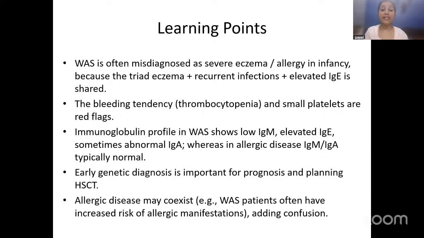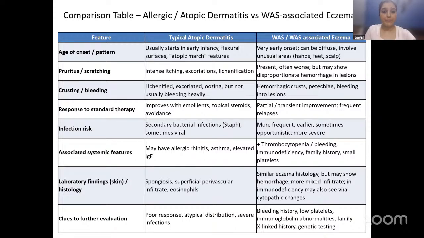Immunoglobulin profile: if you send an isolated IgE, you may get it elevated and falsely call it allergy. If you do a complete profile, you may get a low IgM. Early genetic diagnosis is important for prognostication and planning of transplant. Allergic diseases may coexist, adding confusion. So, if I say we just have a table, the itching is worse. They have hemorrhagic lesions. They have partial improvement. They have more opportunistic infection, thrombocytopenia, and a bleeding history.